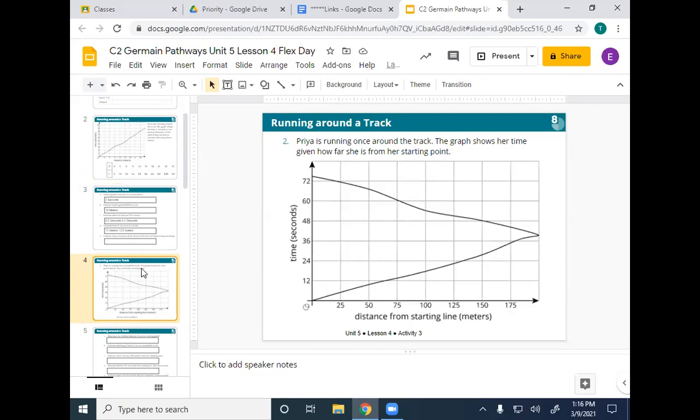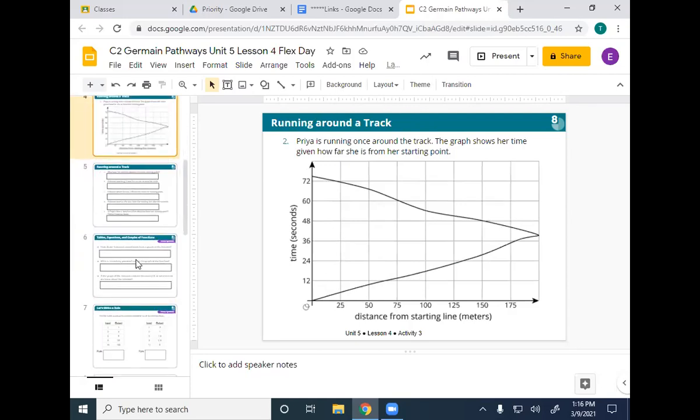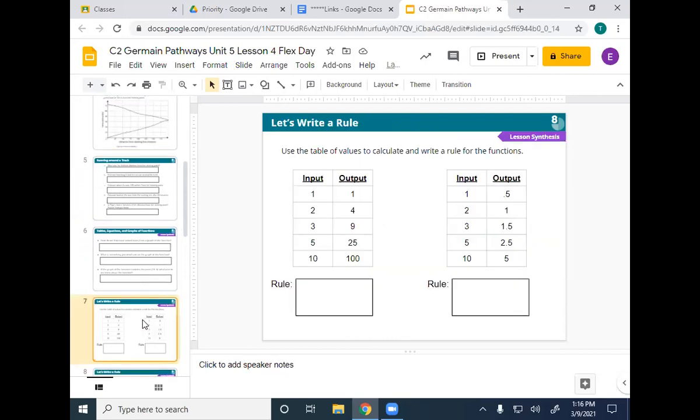So where I want you guys to skip down to, on the slideshow, I want you to go to 7. If you're in the packet, you're going to go to the one that has the 2 tables on it. When you flip your packet, you're going to be on the back page of that first page. It says use the table of values to calculate and write a rule for the functions. So you have 2 of these. You have 2 on 7, and then we have 1 more on slide number 8.